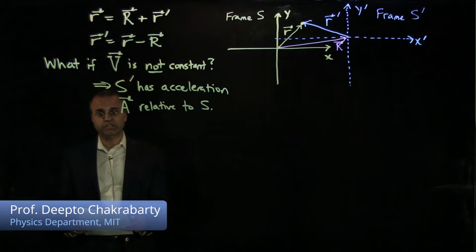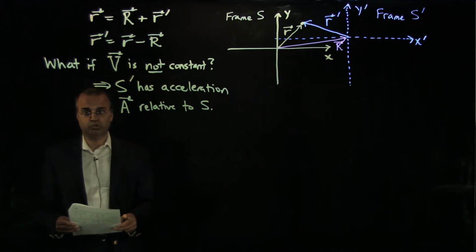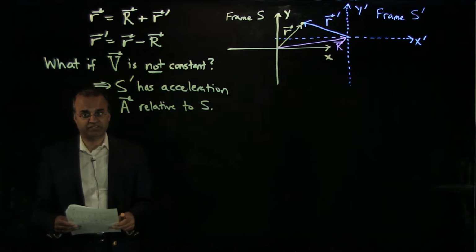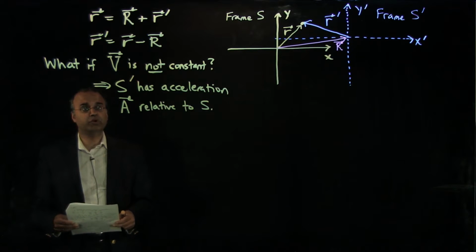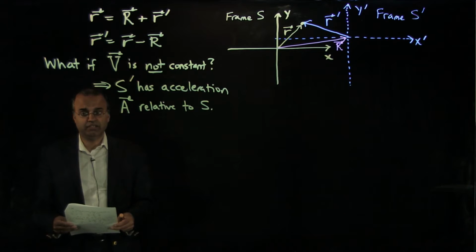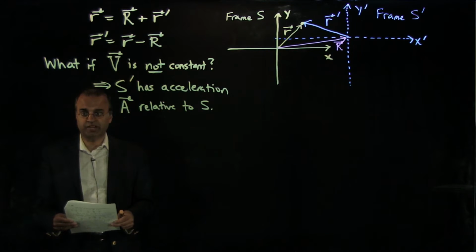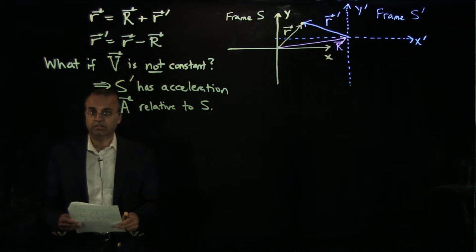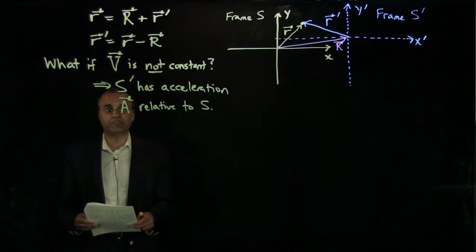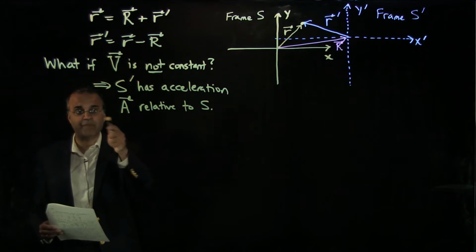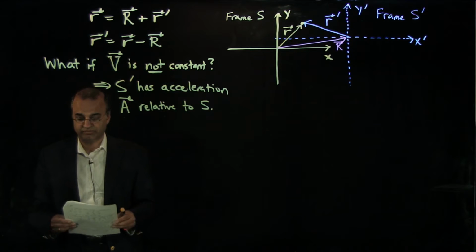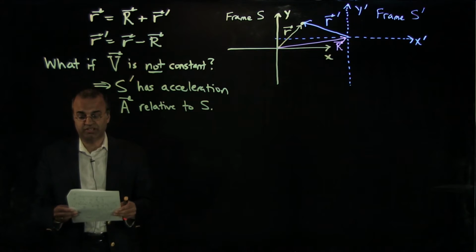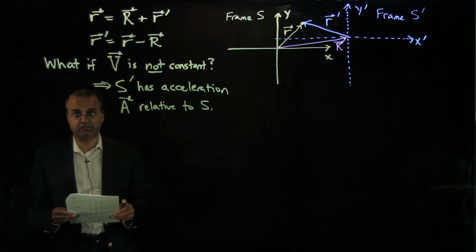Now that we've seen how coordinates are related between two inertial frames, I want to consider a slightly more advanced example for a moment. Suppose that capital V, the vector velocity of frame S prime relative to inertial frame S, is not a constant. So in this case, suppose that frame S prime has an acceleration capital A relative to S. We now say that S prime is a non-inertial frame because it is accelerated relative to frame S.